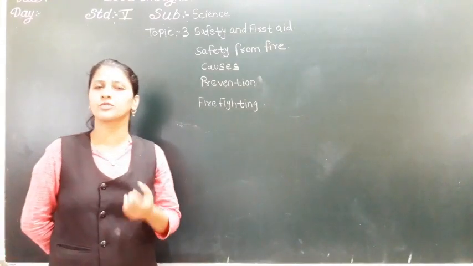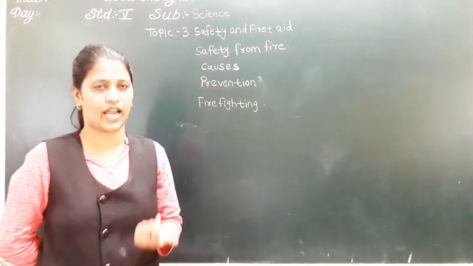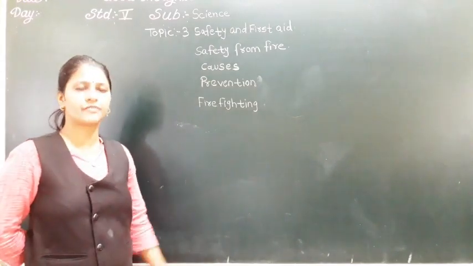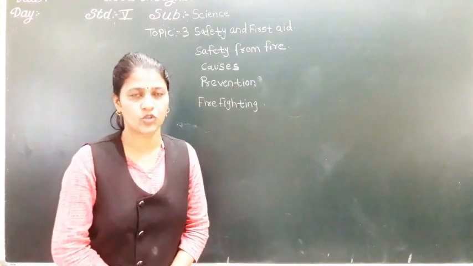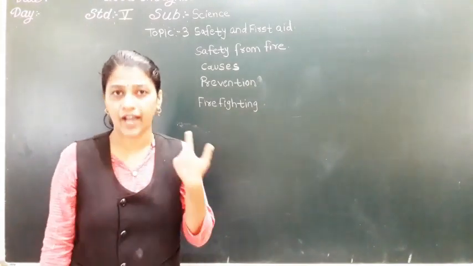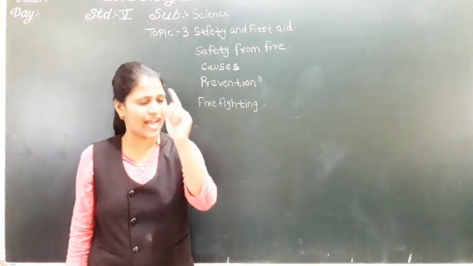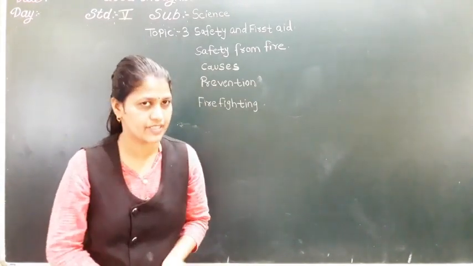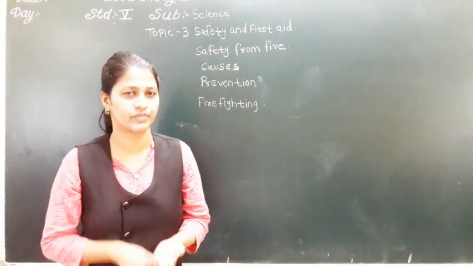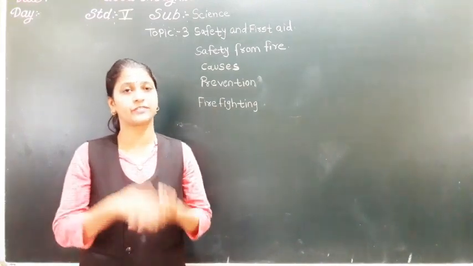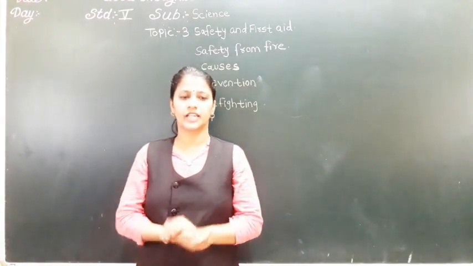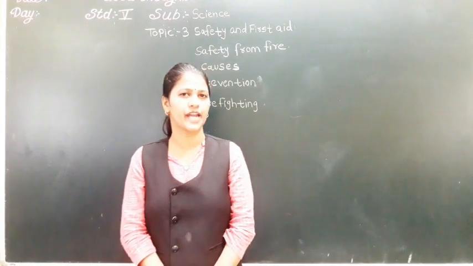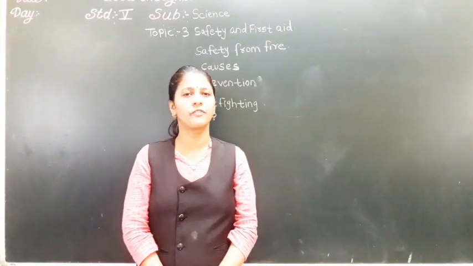To prevent it, you have to carefully handle matchsticks and candles, am I right? If there is a gas leakage, then you have to open the windows, am I right? Then firefighting: if the fire is caused by paper and wood, you have to throw water. If the fire is caused by petrol, you have to throw sand. Very good. And if the fire is caused by electricity, we have to extinguish it with a fire extinguisher. And if the fire is large, then you have to call the fire brigade. Then can you tell me the number of the fire brigade? Yes, 112. It is the number of the fire brigade.